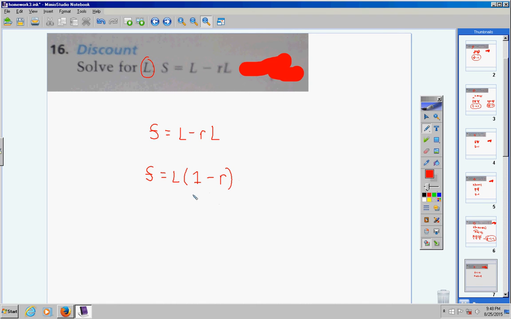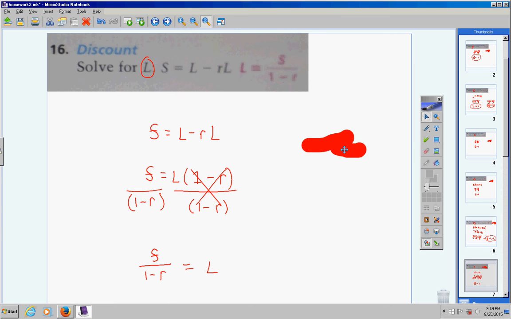Now you're ready to divide. We're going to divide both sides by 1 minus R. What you do to one side, you must do to the other side. So your final answer would be S over, and if you want to keep the parentheses, you can. You don't have to. 1 minus R equals, these would cancel out, leaving you with L. Pretty tough problem, but a good problem nonetheless.